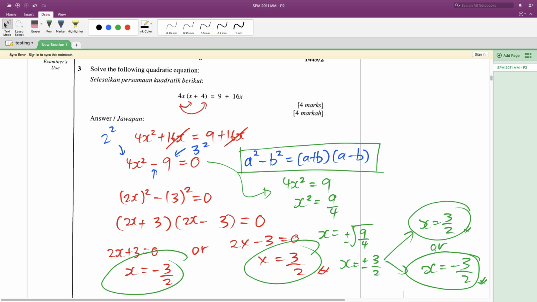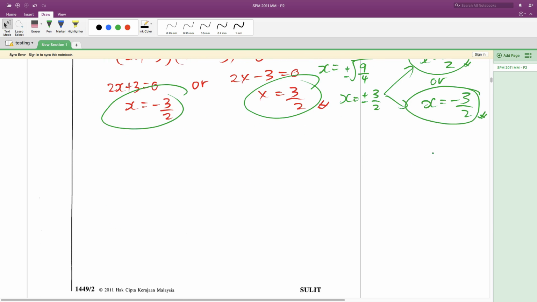But as an SPM student, I hope at least you can understand this method because it's very useful. Okay. No problem, right? If no problem, I'm going to move on to the next question. If any problem, please let me know.